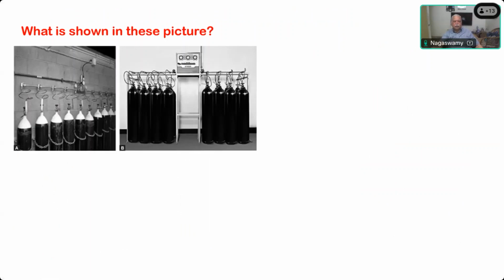Now what is shown in these pictures? Can you identify this? Cylinder manifold. Manifold. But anything else you have to add to this answer? Oxygen cylinder manifold, the central supply. How many banks of cylinders are there? Two banks, manifold with two banks, bank A and bank B. Okay, so always they will have multiple cylinders.